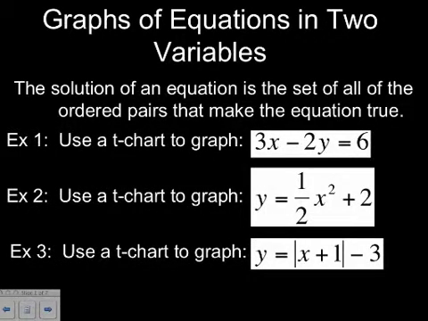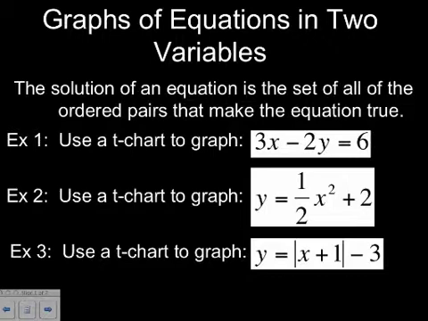In examples 1 through 3, we're going to use a t-chart to graph 3x minus 2y equals 6. Hopefully, you will recognize that that is the equation of a line. In example 2, we're going to use a t-chart to graph the equation y equals 1/2 x squared plus 2. Again, since that is a quadratic with an x squared, we know that it should have the shape of a parabola or a U shape.